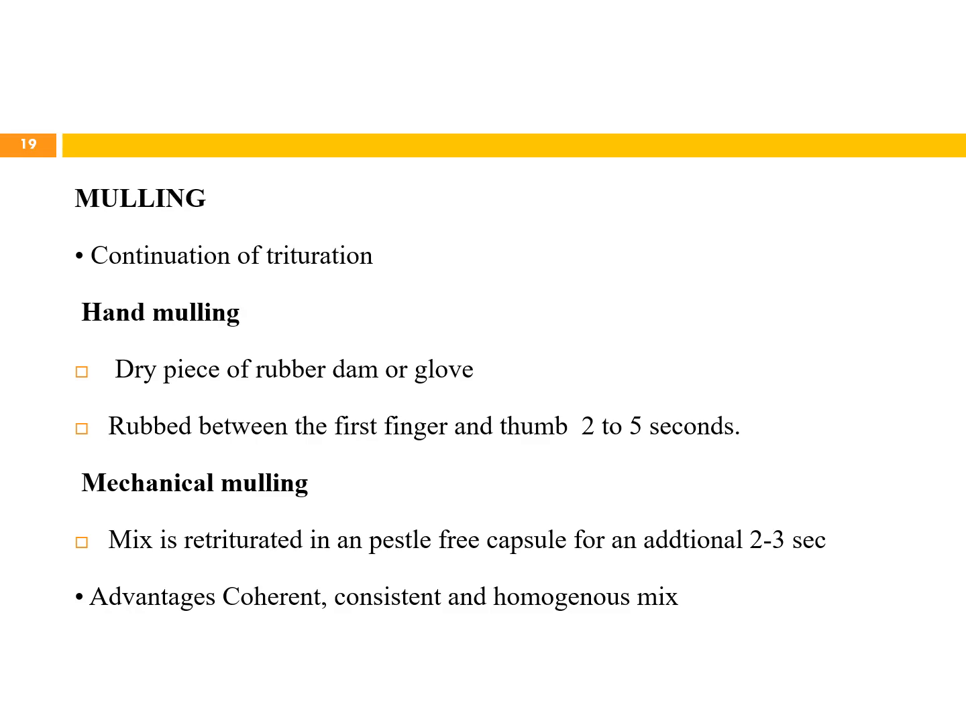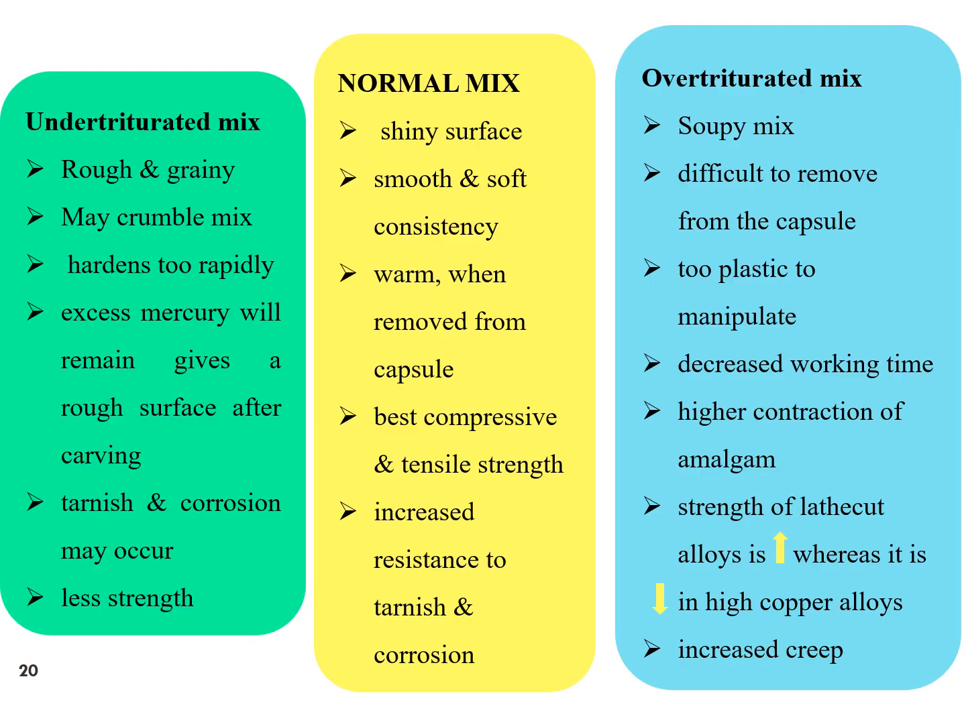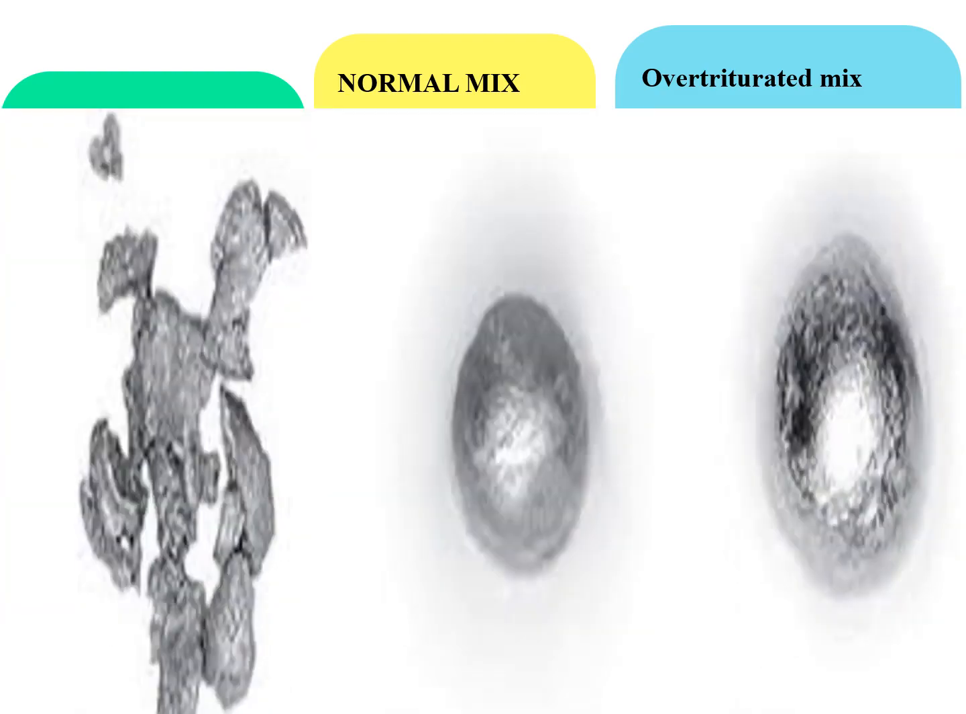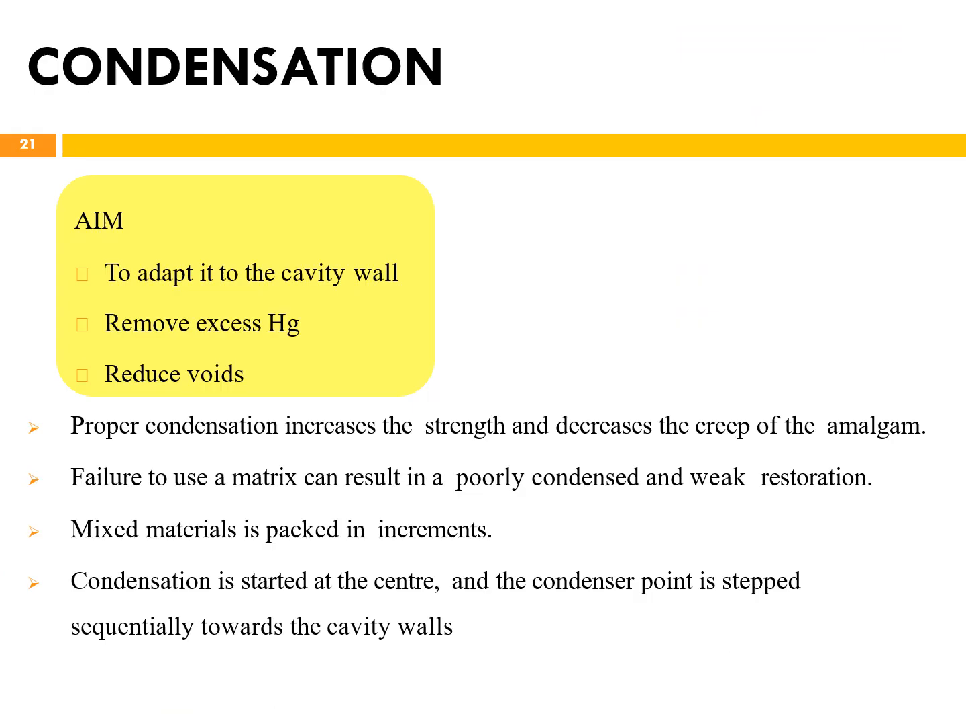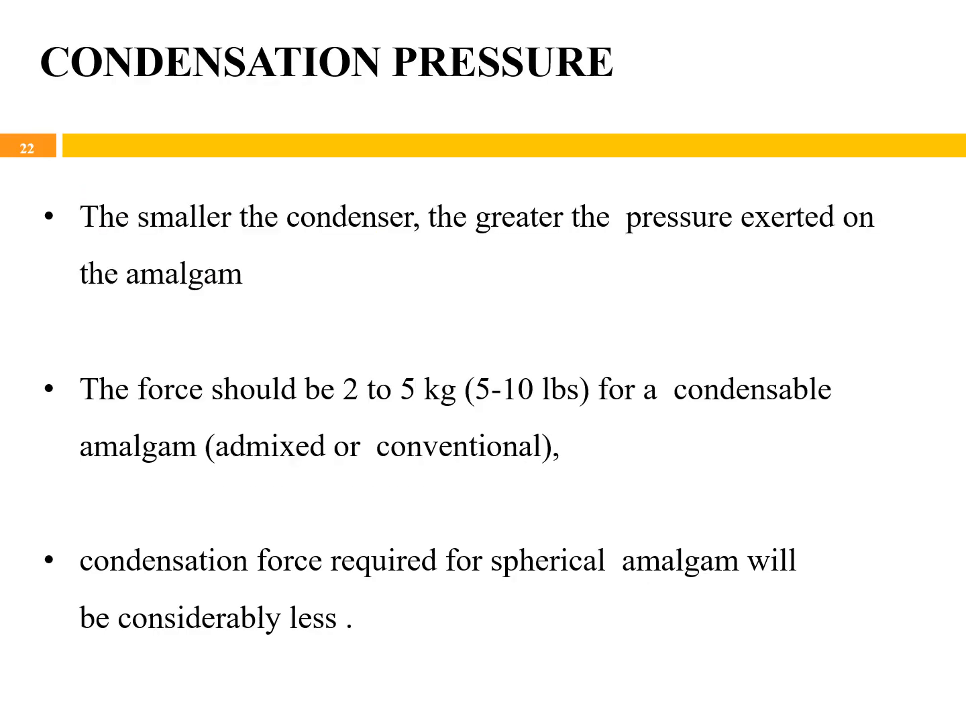Advantages: a coherent and homogeneous mix. An under triturated mix is rough and grainy in nature, may be crumbly, and hardens too rapidly, whereas a normal mix has a shiny and smooth surface. An over triturated mix is soupy, and working time is decreased. These are the differences. Condensation aims to adapt the amalgam to the cavity wall, remove excess mercury and reduce the voids.